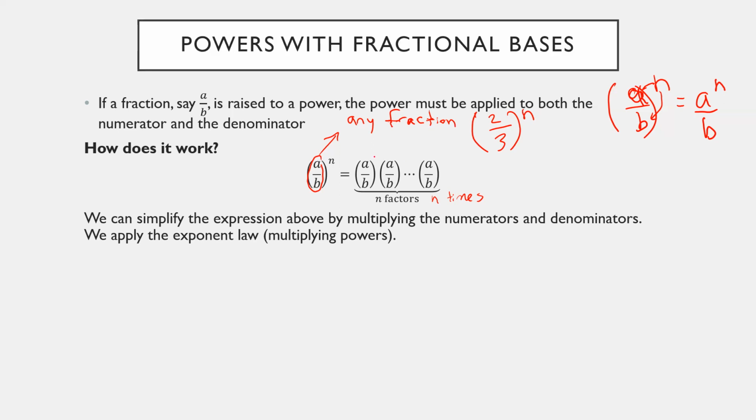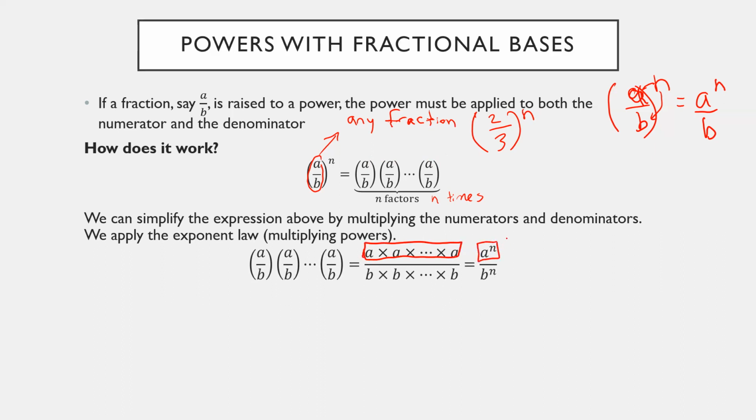If I have a times a times a times a times a, if I just want to multiply the numerators together, I end up finding that multiplying all these a's together gives me a to the power of n. And it's a to the power of n because there are n of those a's, n of those numerators. And of course, it's the same thing with the denominator. We notice that there's b times b times b times b, and there's a total of n of those b's, so we write b to the power of n.